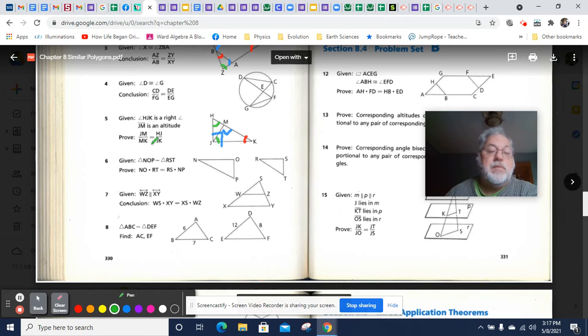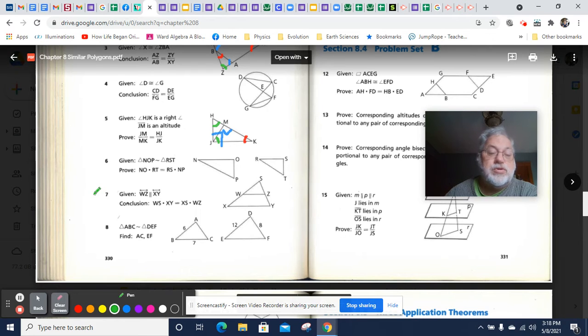What am I saying? I apologize. JM is from green to the right angle, and HJ is from green to the right angle, green to blue. MK is from right to red, and JK is from right to red. So we've got corresponding sides, and these triangles are definitely similar. So HJK and JMK are similar. So JM is to MK as HJ is to JK because they are corresponding sides of similar triangles.